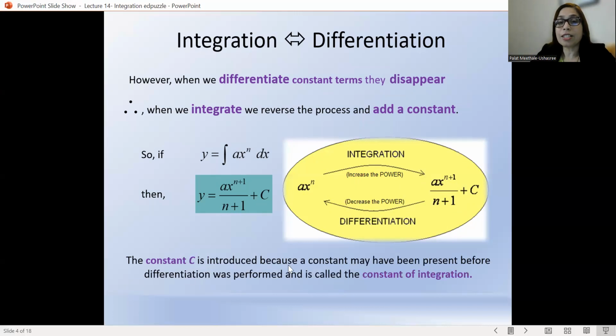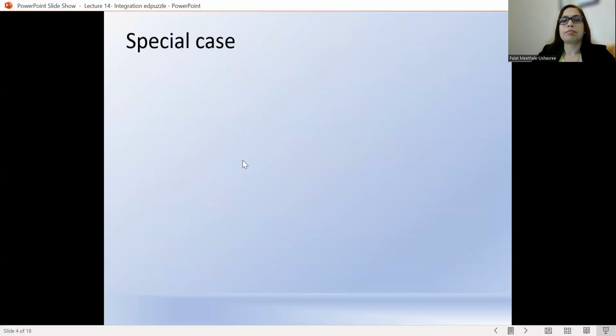So the constant c is introduced because a constant may have been present before differentiation was performed on this function. Yeah, and it is called the constant of integration. So it's very important that you add a constant of integration after you integrate a function.